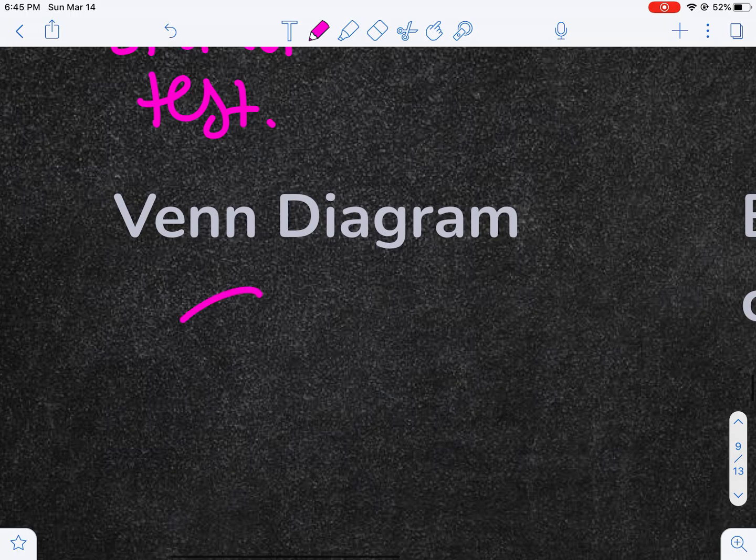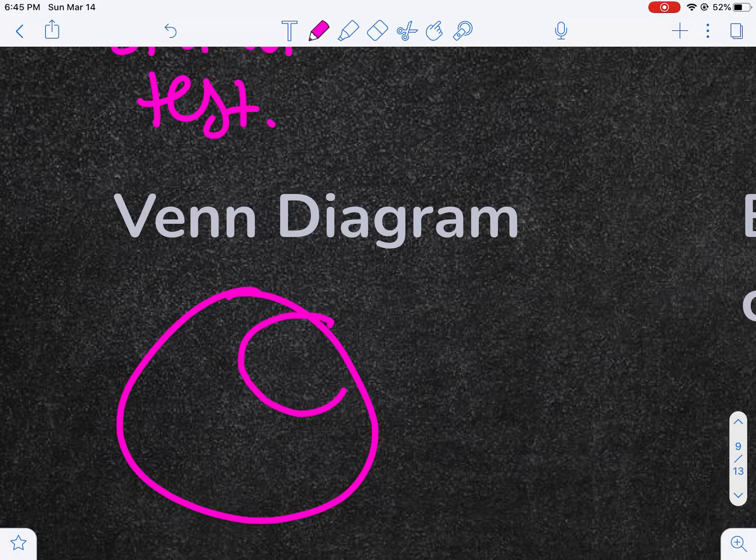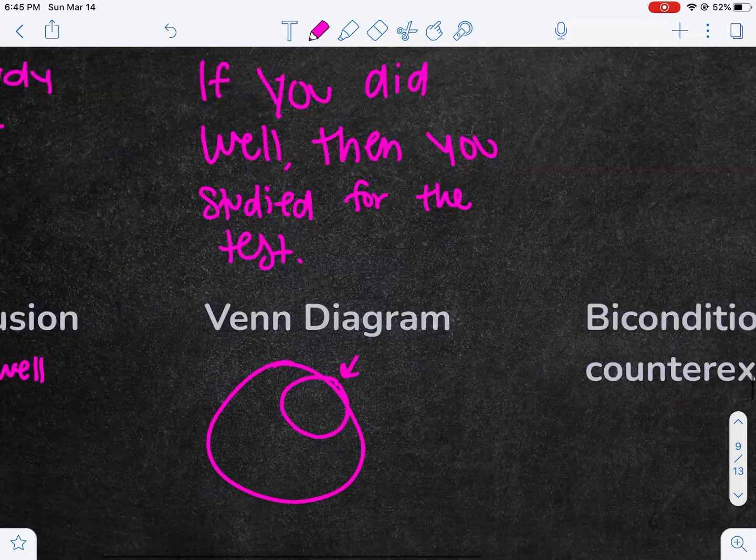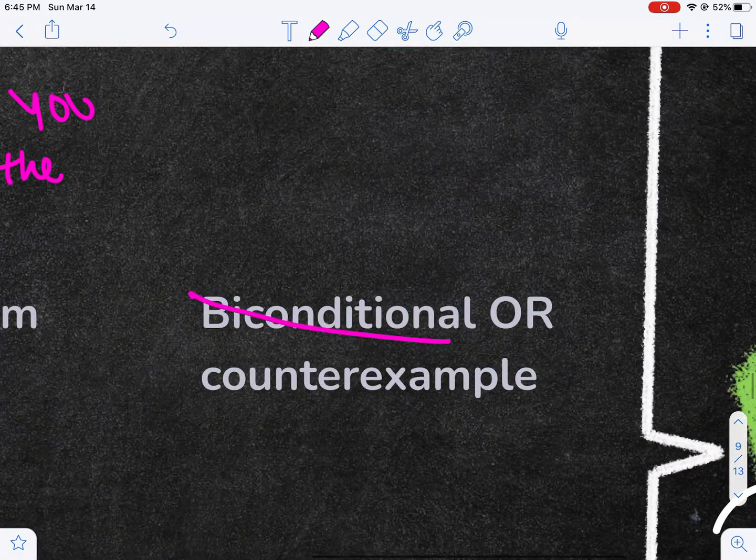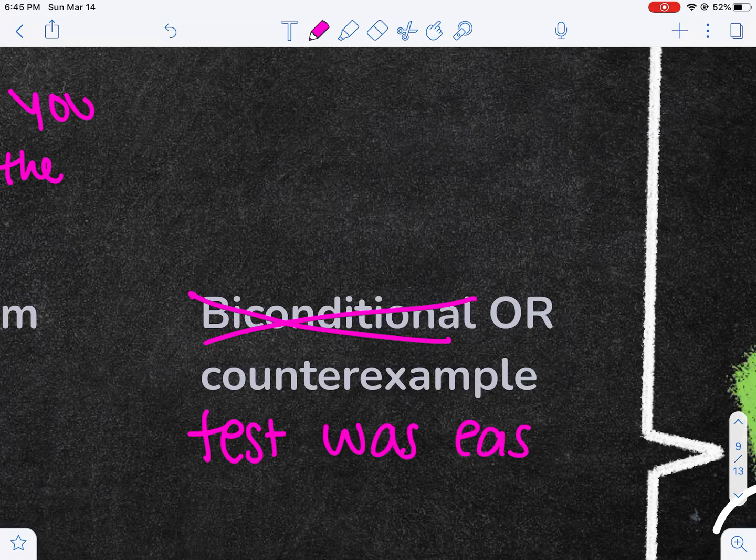And in my Venn diagram, I've got all the tests I've ever taken and studied for. And I've got all the times I've done well. And notice there are times I didn't study and I still did well. So my counterexample could be something like, the test was easy. I didn't study, but I still did really well. Great.